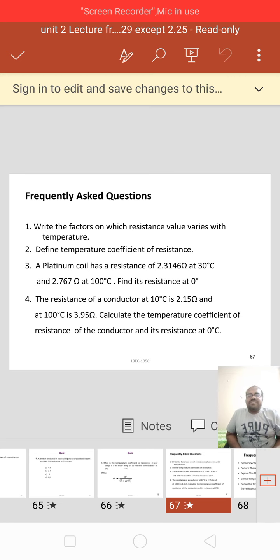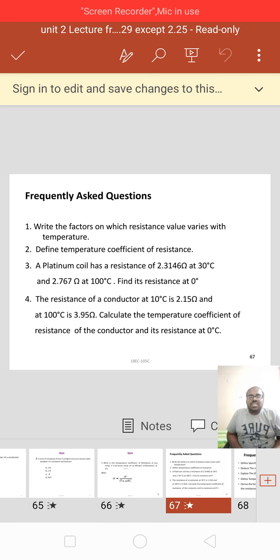Next topic is frequently asked questions. First, write the factors on which resistance value varies with temperature. Next, define temperature coefficient of resistance. Third one, a platinum coil has a resistance of 2.316 ohms at 30 degrees Celsius and 2.767 ohms at 100 degrees Celsius. Now find the resistance at 0 degree Celsius.